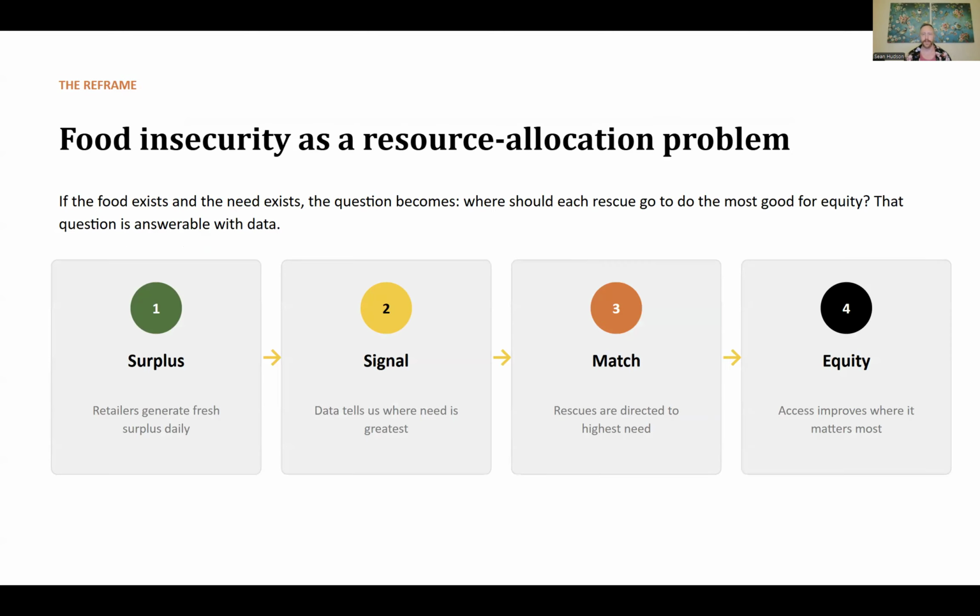So we think of food insecurity as a resource allocation problem. The food exists and the need exists, so how do we get it to places? I don't think I need to tell you guys how we all tend to do this. It is mostly food recovery organizations who will watch and attend these, but our retailers have surplus food. They tell us that they need food. We have a signal, so data tells us where need is. We match ideally to places in those higher need areas, and as we do that, we will have better equity outcomes. So we send food to places that are best suited or would best utilize the food.